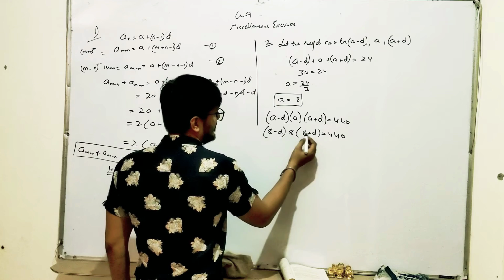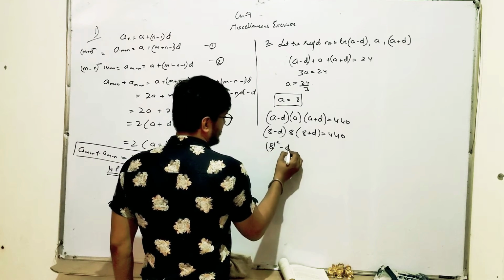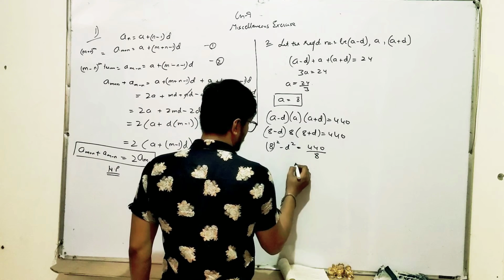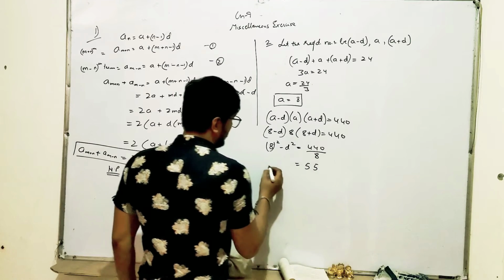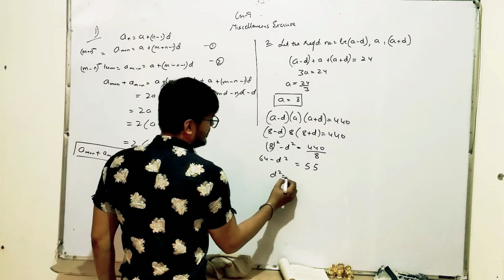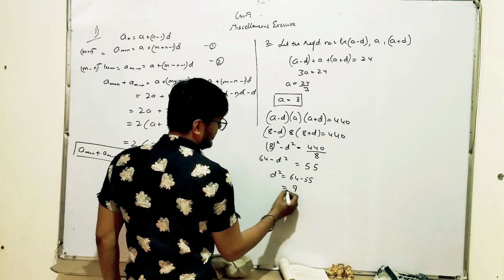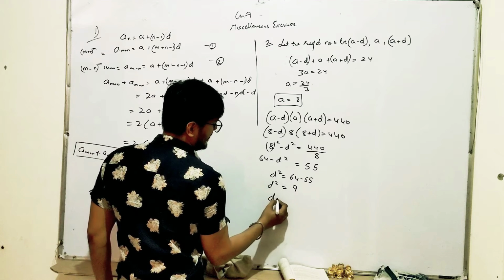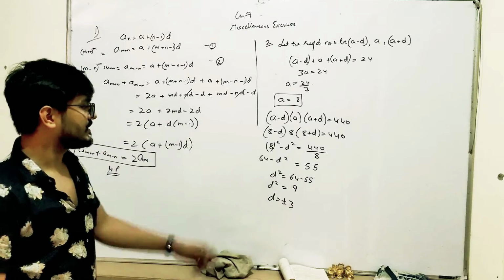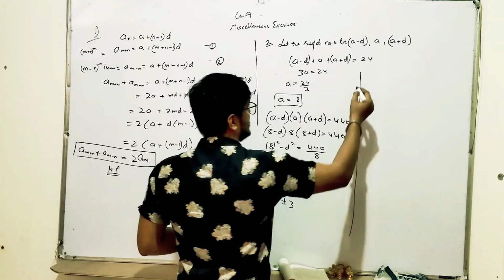So 8 minus d, 8 plus d: a minus b times a plus b is a square minus b square. Taking this 8 there in division, 440 upon 8. So 8 5s are 40, 8 8s are 64 minus d square. So d square is equal to 64 minus 55, which is 9. So d square is equal to 9. So d is equal to plus minus 3, right? So we have two such conditions.